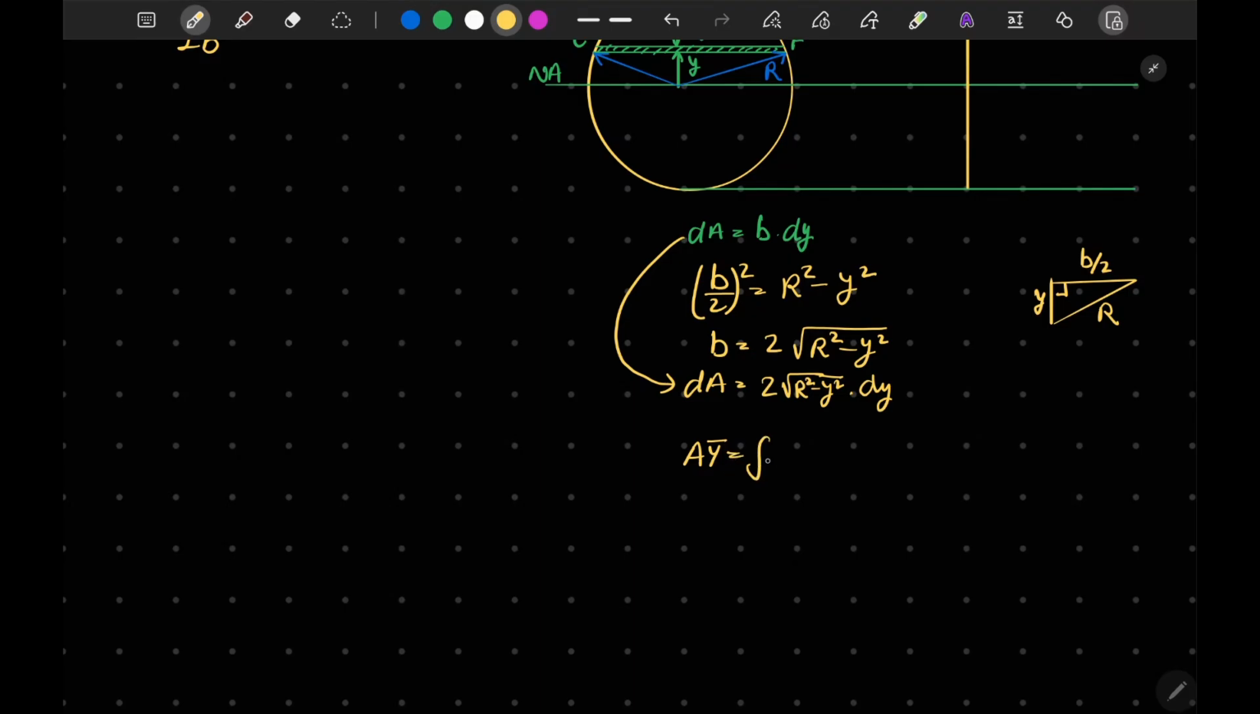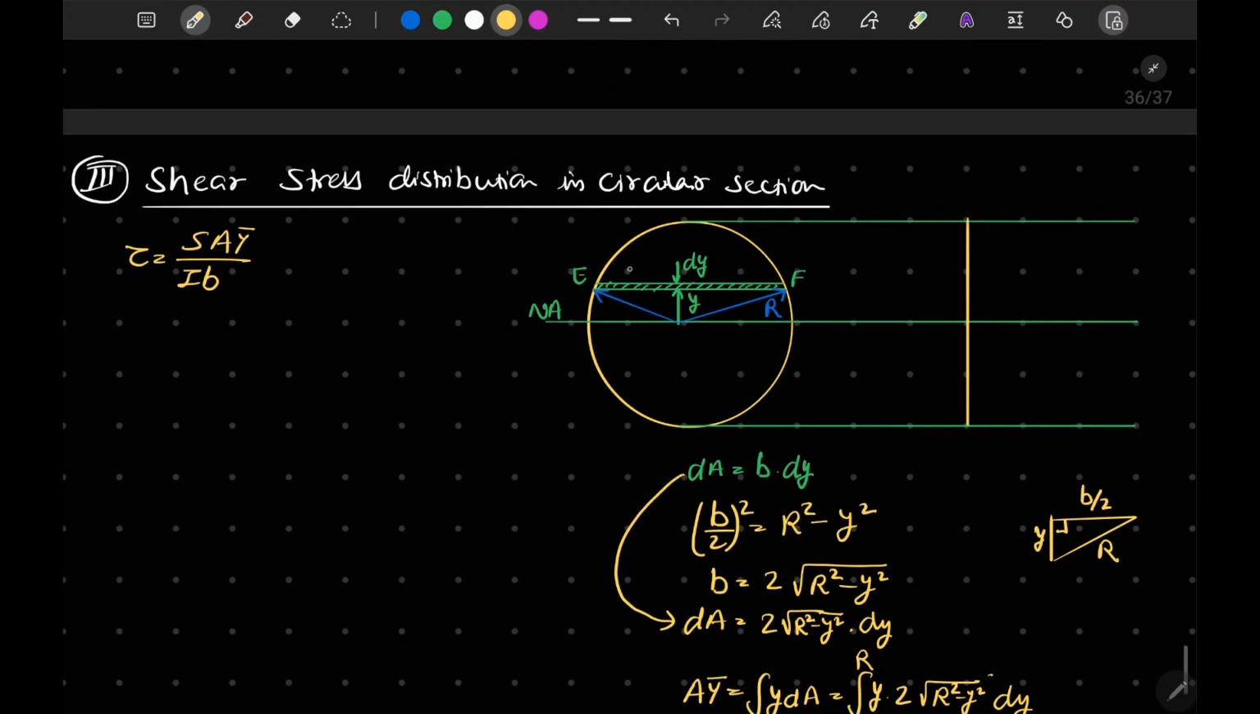Now if I want to calculate the first moment of area, that is A·Y bar, I can write it as the integration of y dA. Here y remains the same, and the dA becomes 2√(R² − y²) times dy. And this y limit is from Y to your radius R.